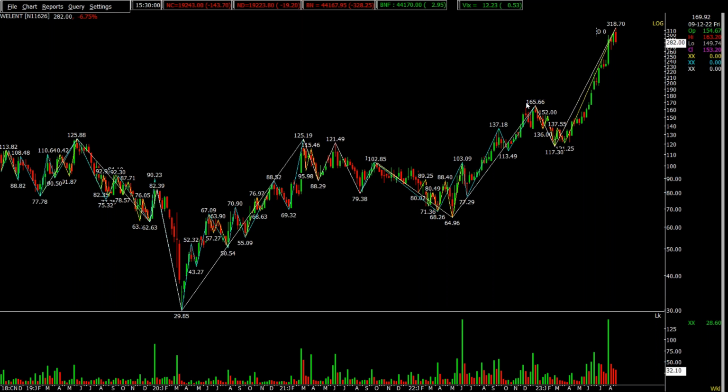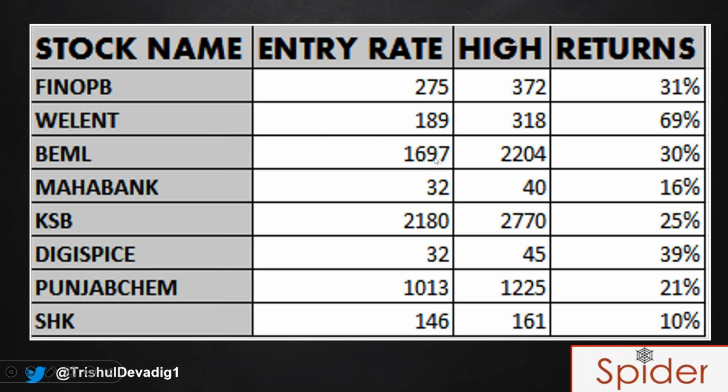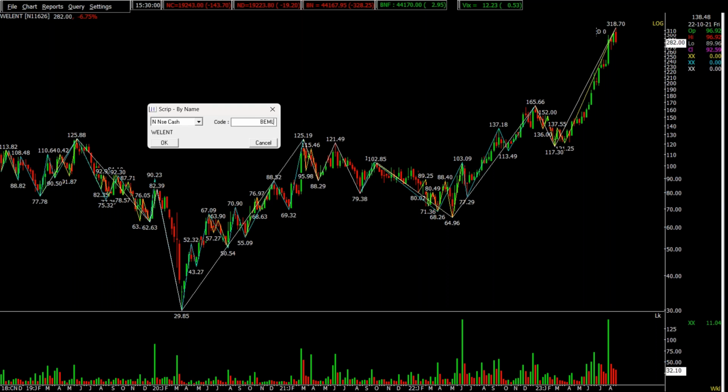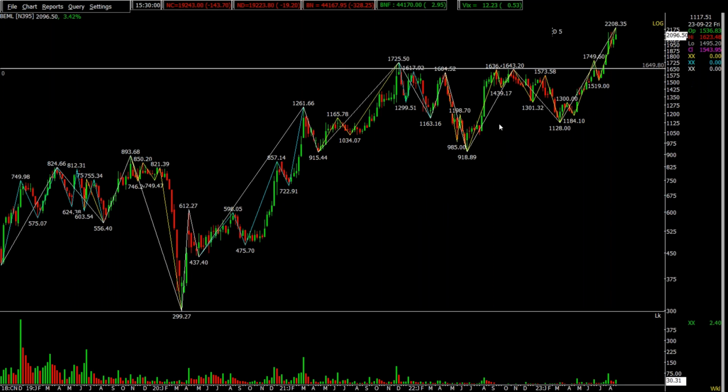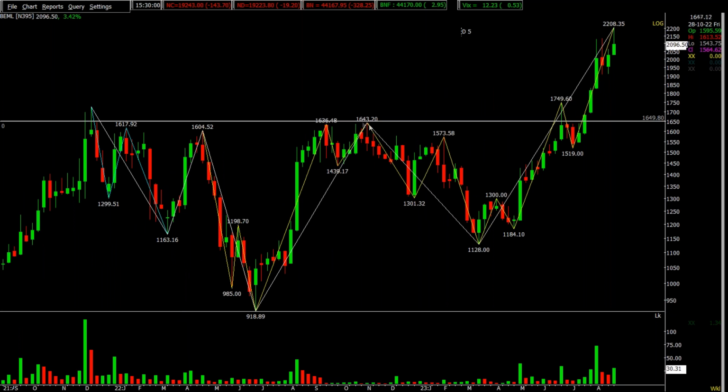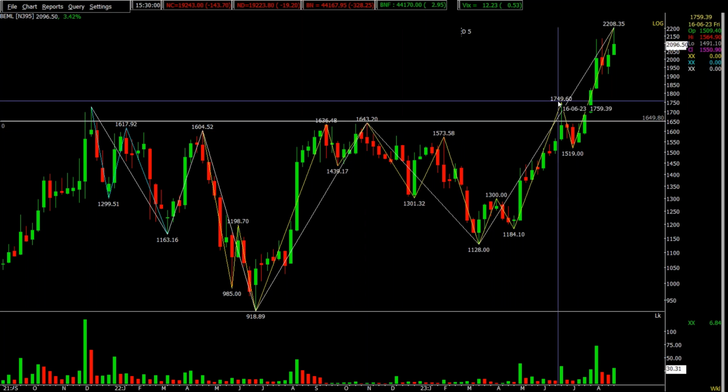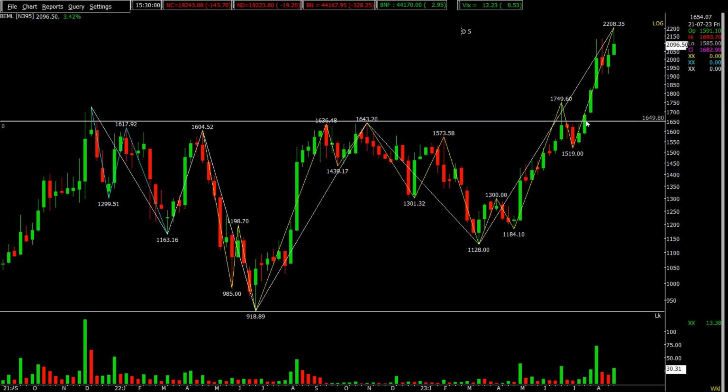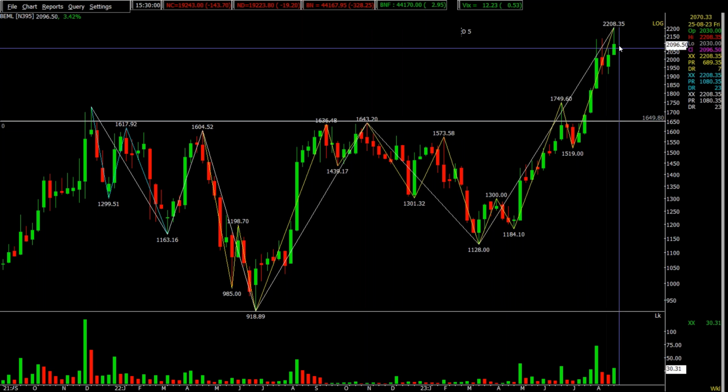How to find a proper breakout, and which stock is crucial for us, is something that we are going to learn today. BEML again went from 1697 to 2204. If you open the chart of BEML, you can see how it has performed. This was the swing top we were waiting for, not this one, because this is the strong swing top. When it got broken here, you can see how it performed afterwards.